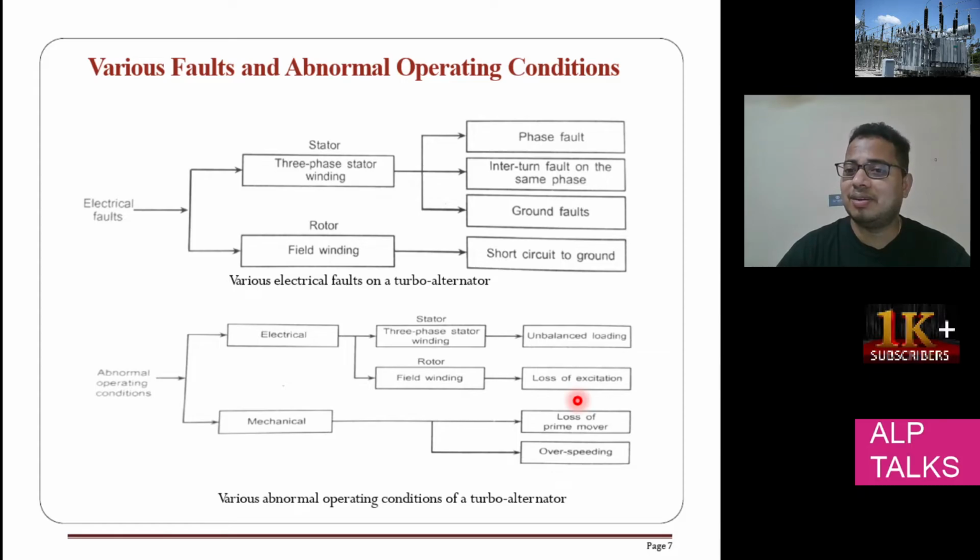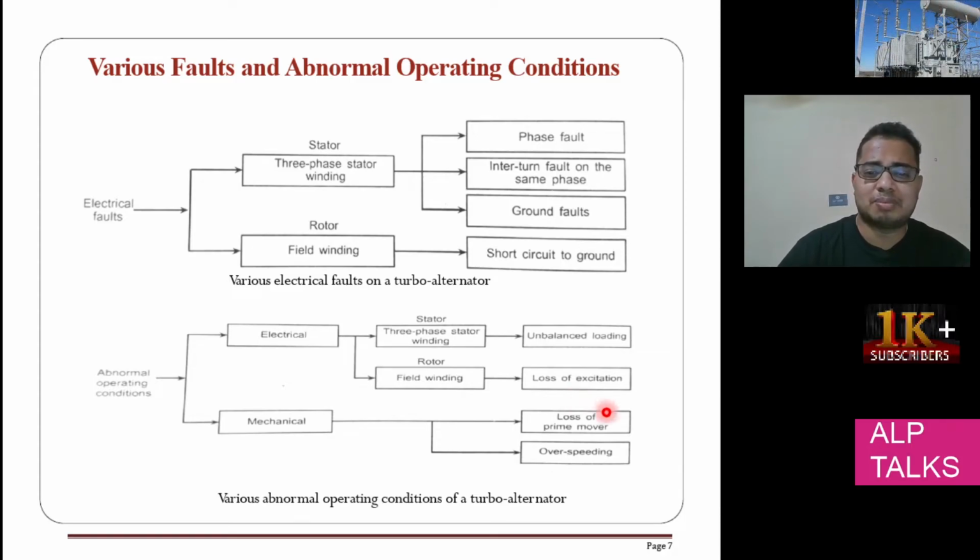So mechanically, what are the problems we have? Mechanically, there can be faults like loss of prime mover, and overspeeding may also happen. So these are the various abnormal conditions in a turbo alternator.